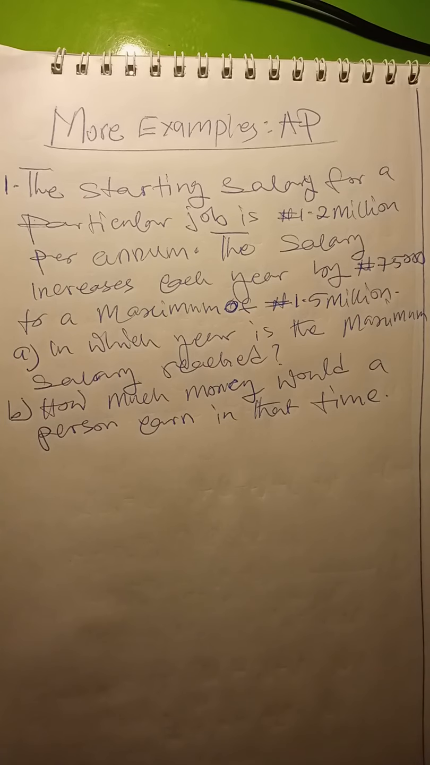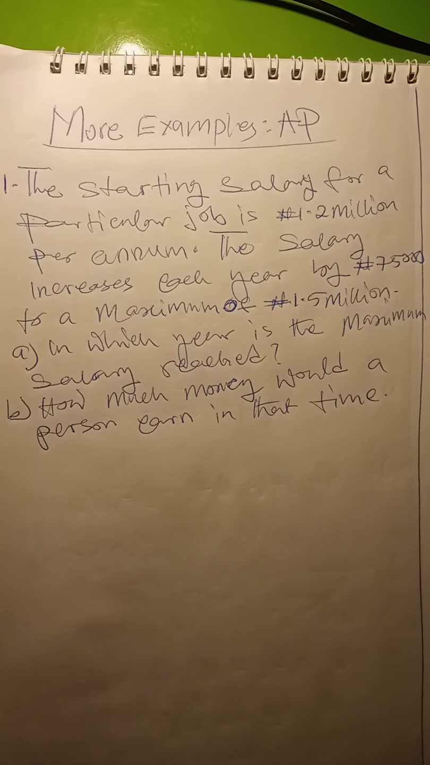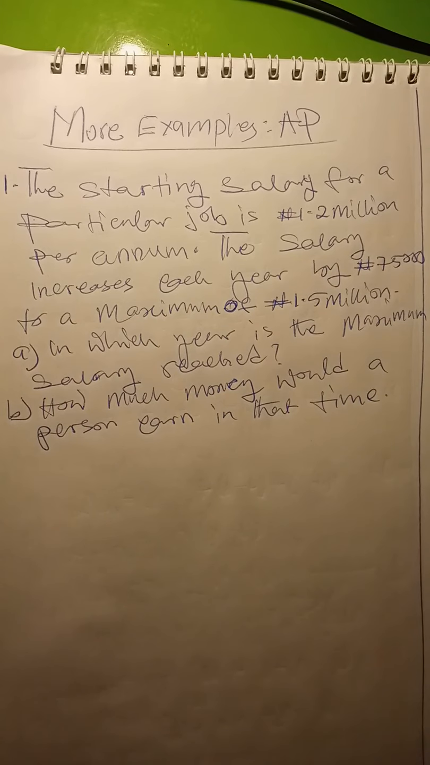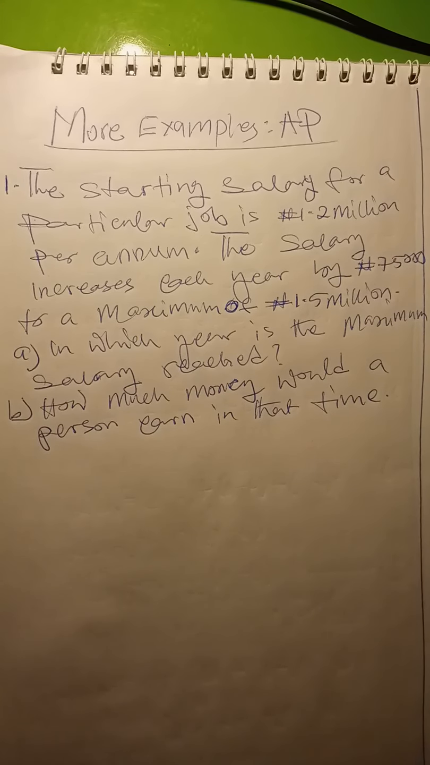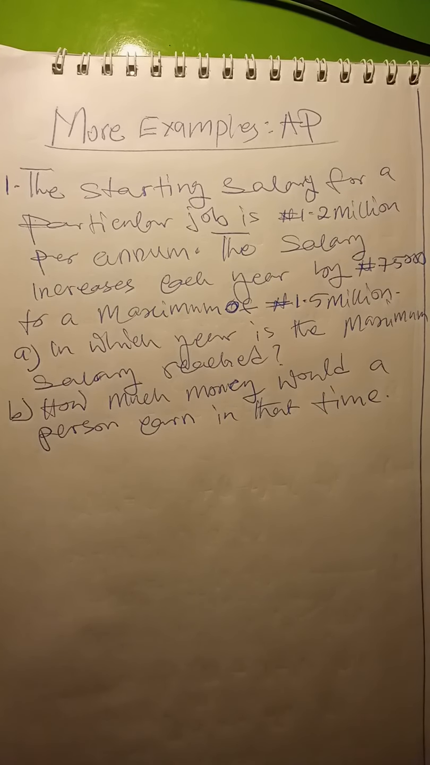The starting salary for a particular job is 1.2 million naira per annum. The salary increases each year by 75,000 naira to a maximum of 1.5 million naira. A. In which year is the maximum salary reached? B. How much money would a person make or earn in that time?